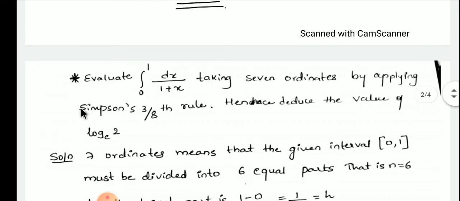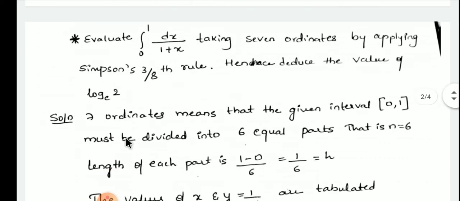Next example. Evaluate the integral from 0 to 1 of dx divided by 1 plus x, taking 7 ordinates, by applying Simpson's 3/8 rule, and hence deduce the value of log 2. 7 ordinates for the given interval 0 to 1 means the interval must be divided into 6 equal intervals, that is n is equal to 6.